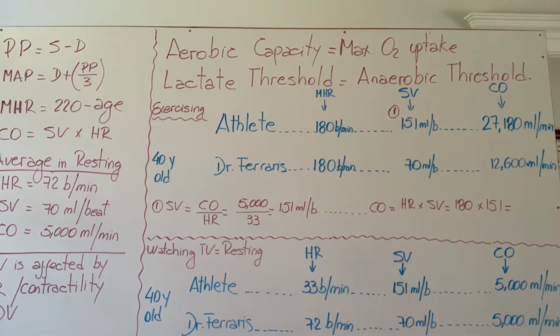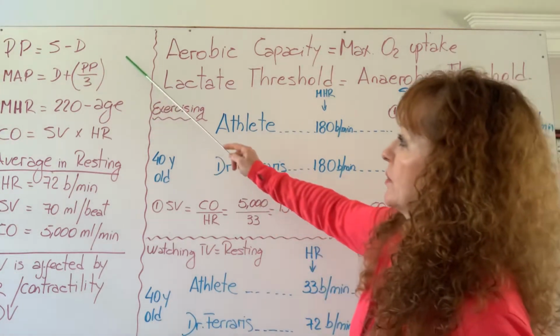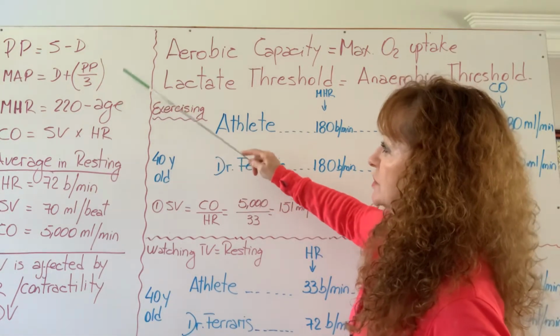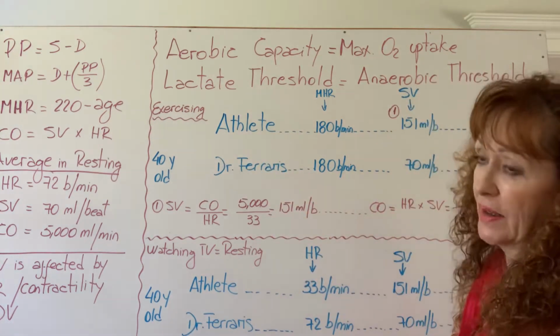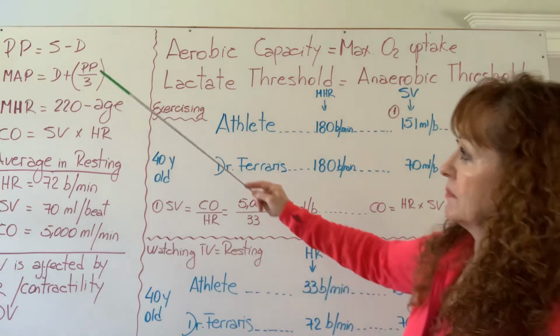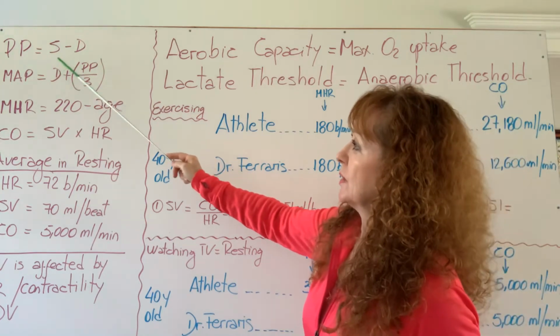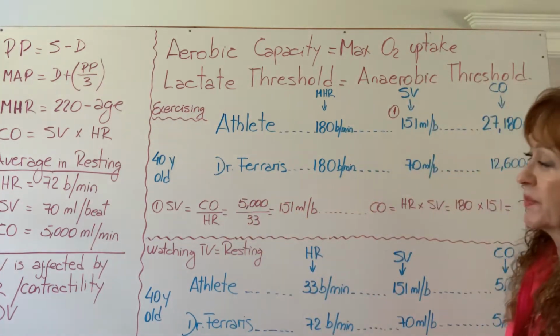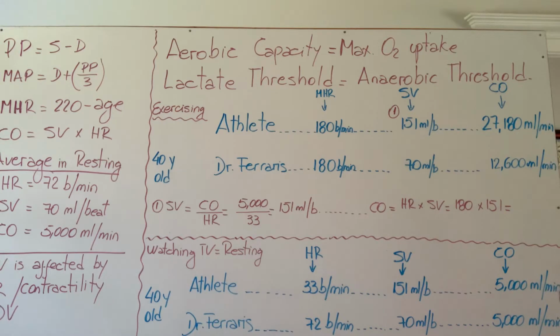Now it's time to add certain numbers, certain calculations, and certain topics. I took the time to include over here certain calculations that you need to know so far. From the previous video, you learned how to calculate the pulse pressure, and the pulse pressure is calculated by the systolic pressure minus, or subtracting, the diastolic pressure.